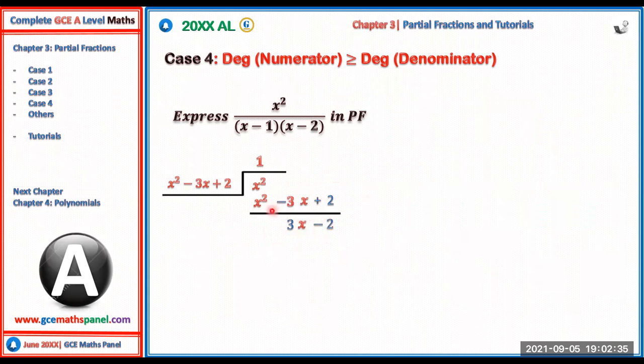Now that this degree is less than the degree of this divisor, we stop; we can no more divide, because 3x divided by x squared, the degree is going to be less. If you have something like x squared here, we'll continue. So this is where we stop.